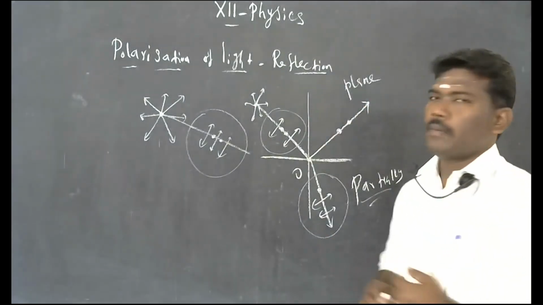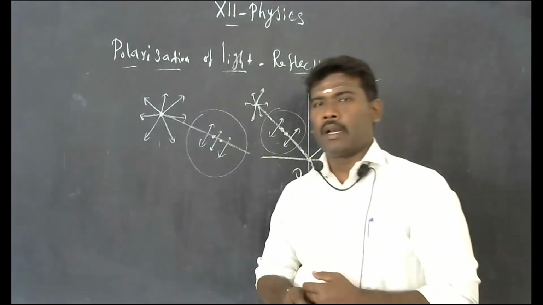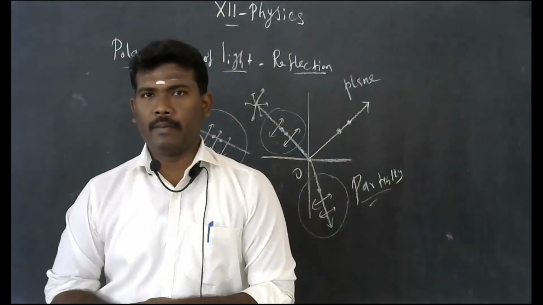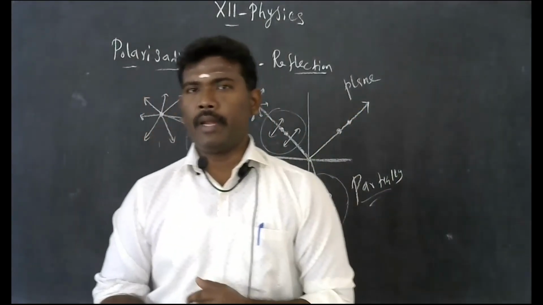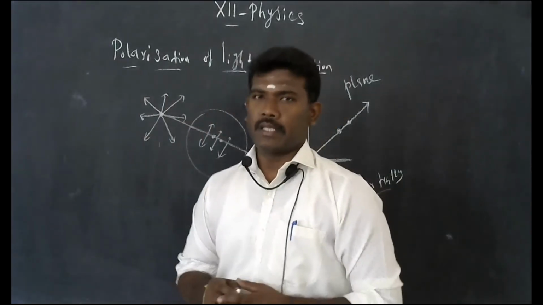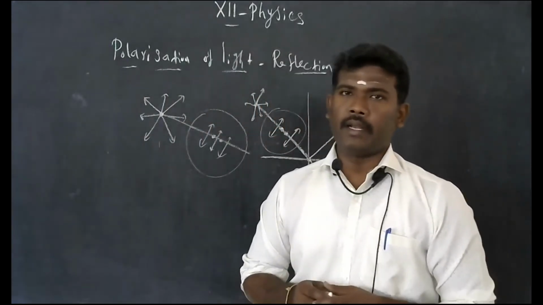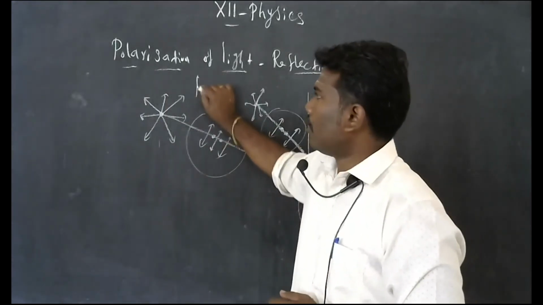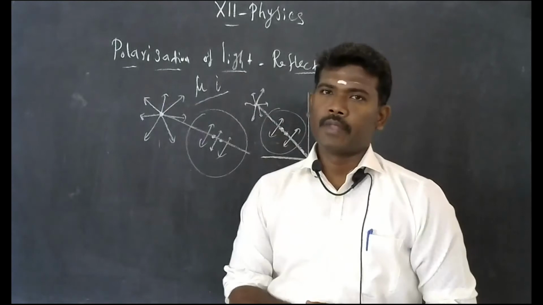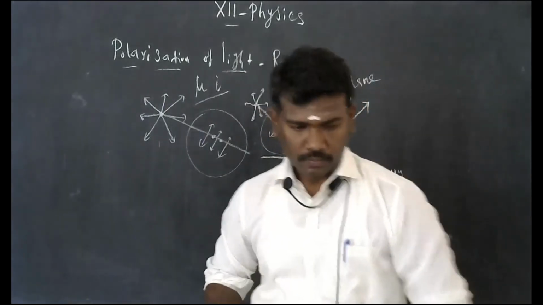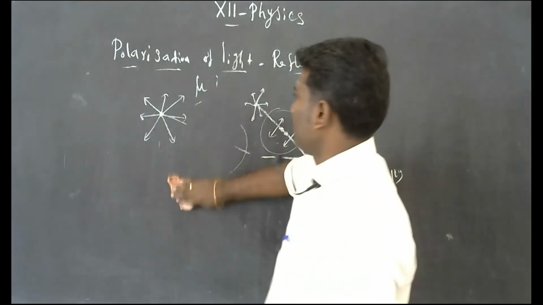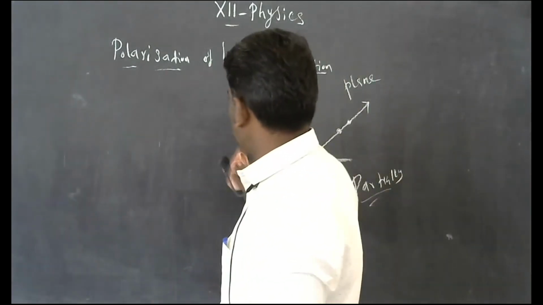Using this concept, we are going to relate the refractive index of the medium and the angle of incidence of the unpolarized light on the reflecting surface. We are going to relate the factors mu and i by using Brewster's law. This is a very important 3-mark question. Brewster's law.